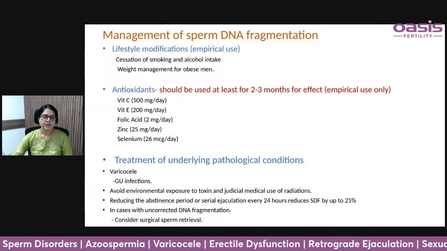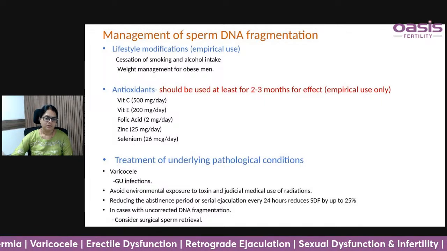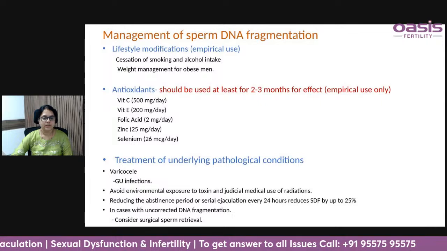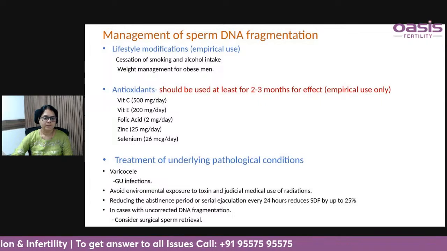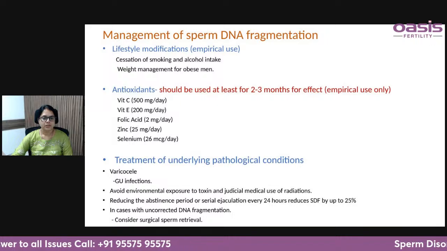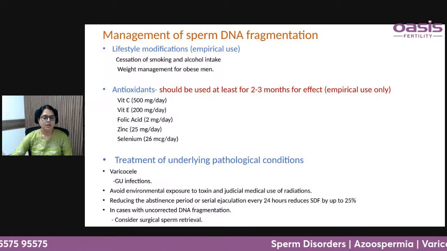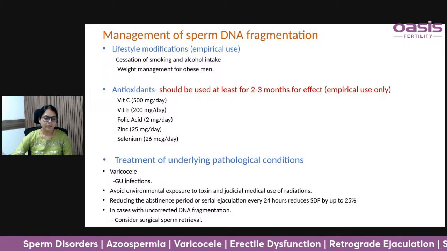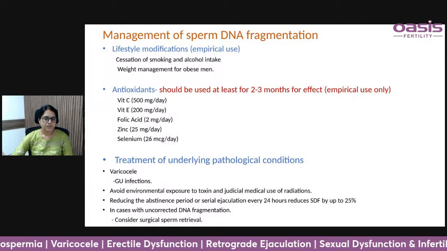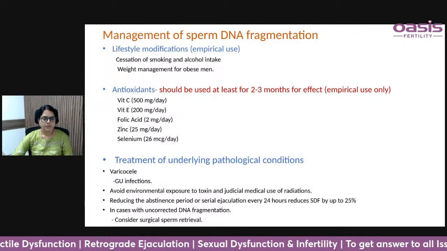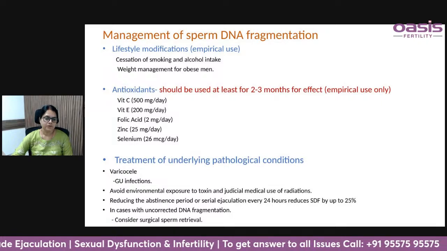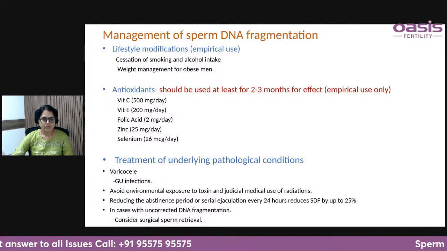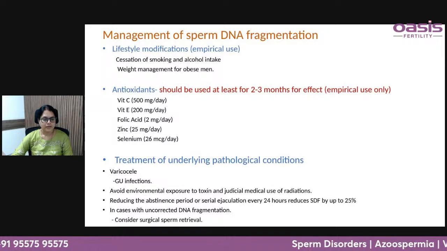Then how do we manage this sperm DNA fragmentation? It mainly requires lifestyle modification like cessation of smoking and alcohol intake, weight management for obese men, then use of antioxidants. They should be used for at least 2 to 3 months for effective outcome. They are all empirical use, like vitamin C, vitamin E, folic acid, zinc, selenium, and if any underlying pathologies are present, then we have to treat the pathologies like varicocele. Then avoidance of environmental exposure to toxins and judicious medical use of radiations.